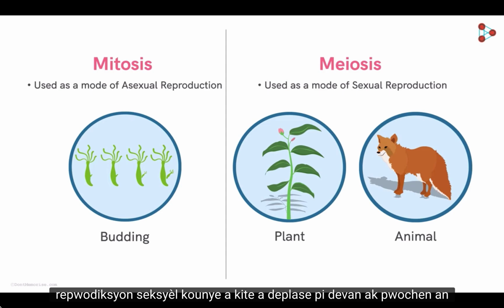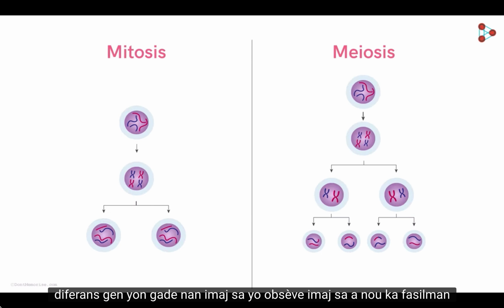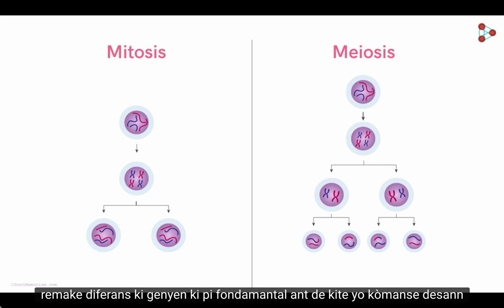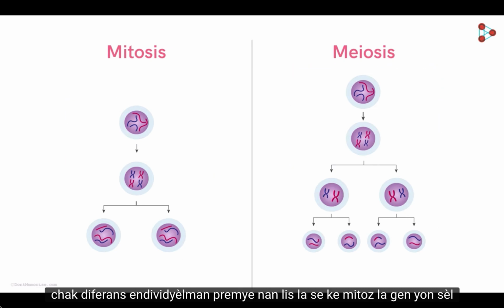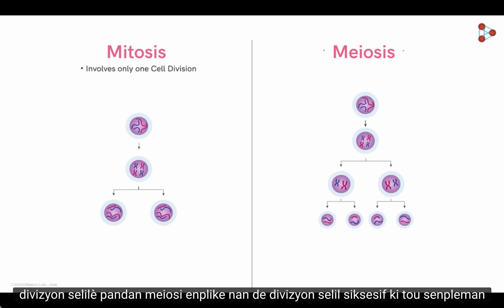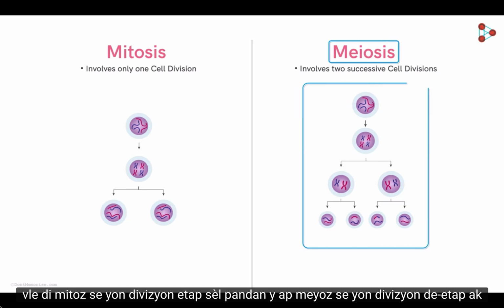Now, let's move ahead with the next difference. Have a look at these images. Observing this image, we can easily notice the most basic differences between the two. Let's begin noting down each difference individually. The first on the list is that mitosis has only one cell division, while meiosis involves two successive cell divisions. That simply means mitosis is a single-step division, while meiosis is a two-step division.